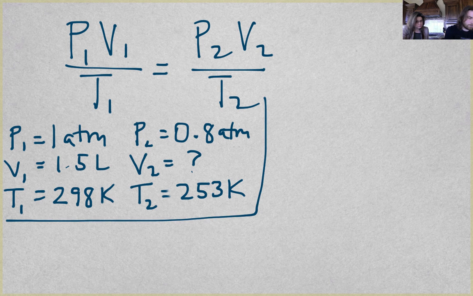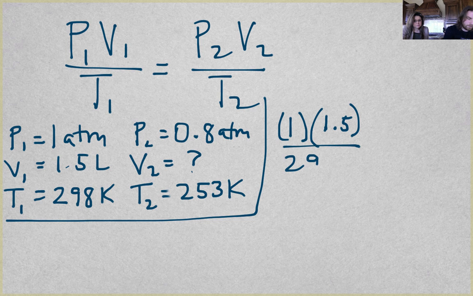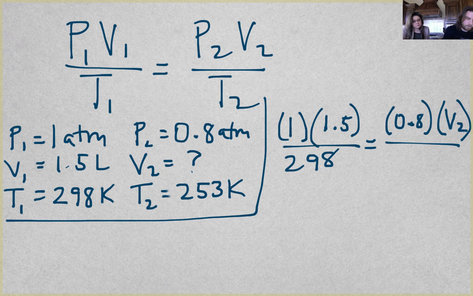So let me give a little separation here. P1 is 1 atmosphere times V1, which is 1.5, divided by 298, equals pressure 2, which is 0.8, times volume 2, over 253. A way to make your lives easy is to make a list, where you write P1, V1, T1, and P2, V2, T2, and identify what you're given first. I always like to organize things. That's the best way to make sure you don't make mistakes.